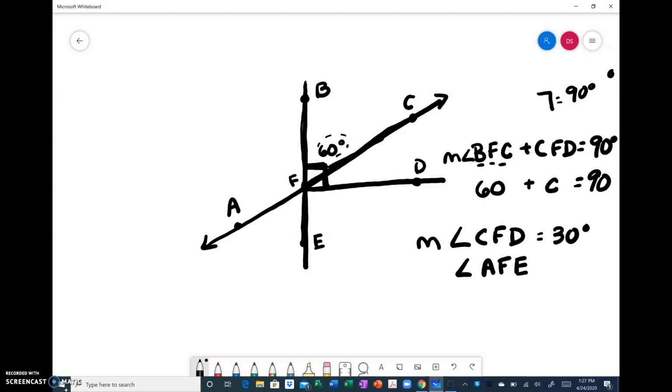So we are trying to figure out AFE. That's right here, okay? And you might be kind of freaking out thinking, I don't have enough information. I can't figure that out. But you do. They wouldn't ask you to solve something that you don't have enough information to solve, okay? So let me just remind you. This line, or angle AFC, is a straight line, okay? 180 degrees, a straight angle.